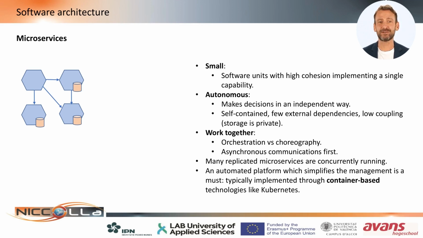A microservice should be fully autonomous and have the capability to make decisions in an independent way. To that end, the microservice should be self-contained and include all the resources it needs. This means acquiring as few external dependencies as possible, resulting in low coupling and high reusability. In fact, to avoid dependencies, it is very common for microservices to include their own private storage instead of relying on external databases. Microservices work together, communicating with each other.